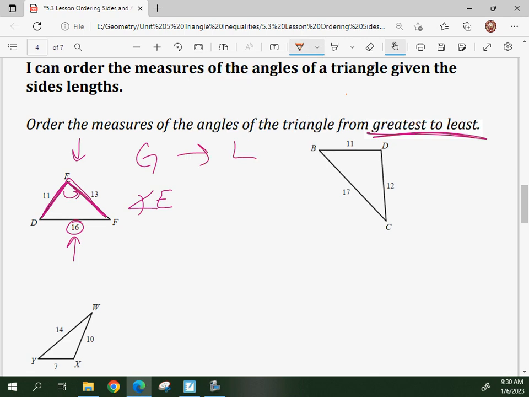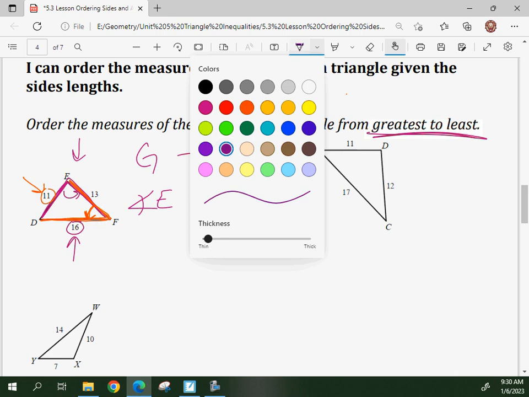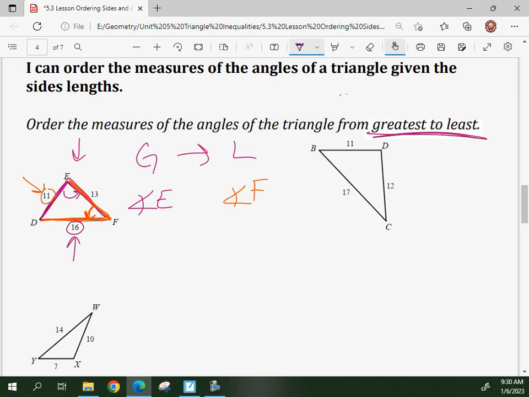And then my smallest side is 11. It's that side right there. So that means these other two sides make the angle it's related to. Angle F. And if you put these little arrows in here indicating what angle you're looking at, we have one angle left over that has no arrow in it. That means it must be our mediumest angle.